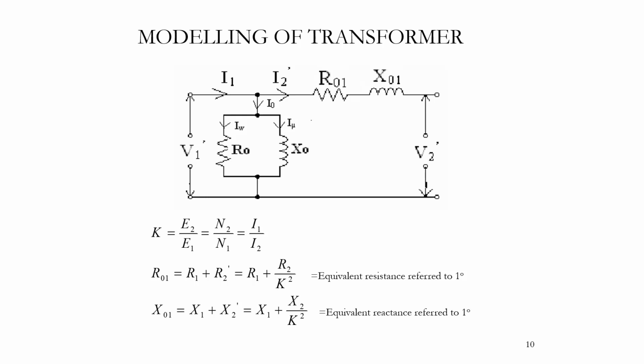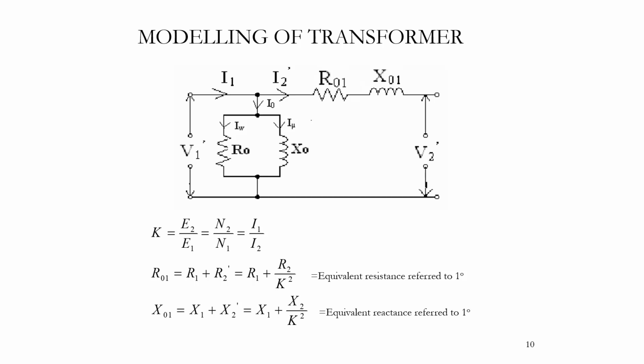This is a modeling of the transformer, which has a primary and secondary. The resistances of primary and secondary are represented as R1 and R2, whereas the reactances are X1 and X2. This equivalent circuit of the transformer is shown with everything referred to the primary side. Let the input voltage be V1, the primary voltage, and the secondary voltage V2, which is transferred to the primary as V2 dash.